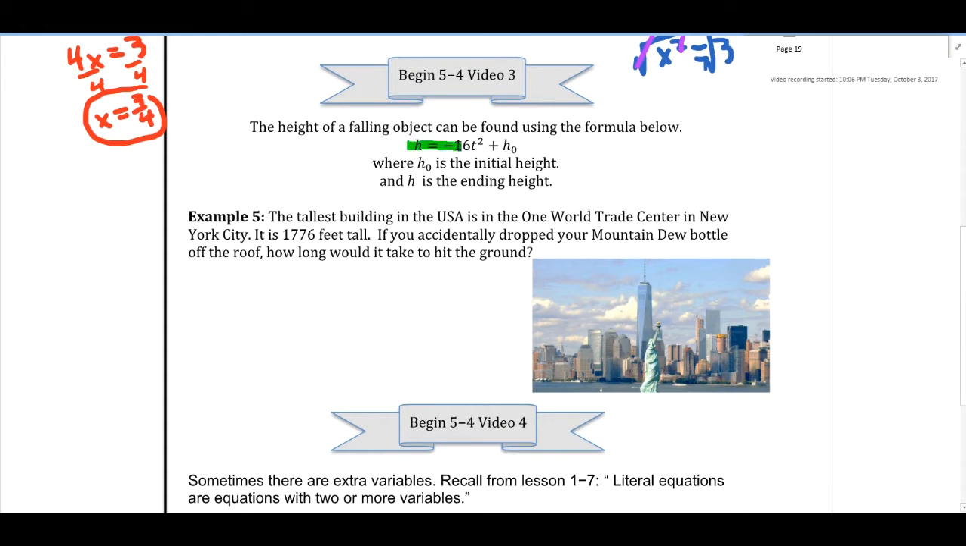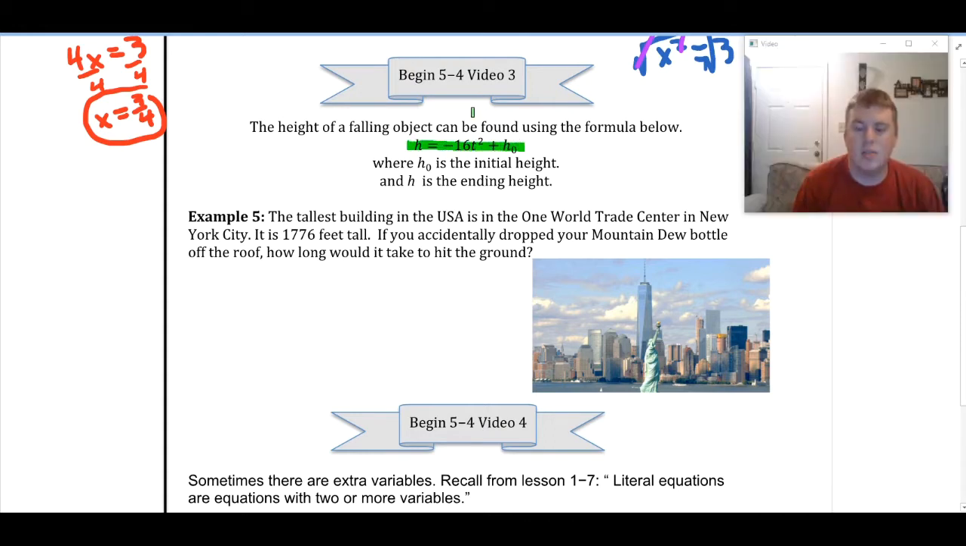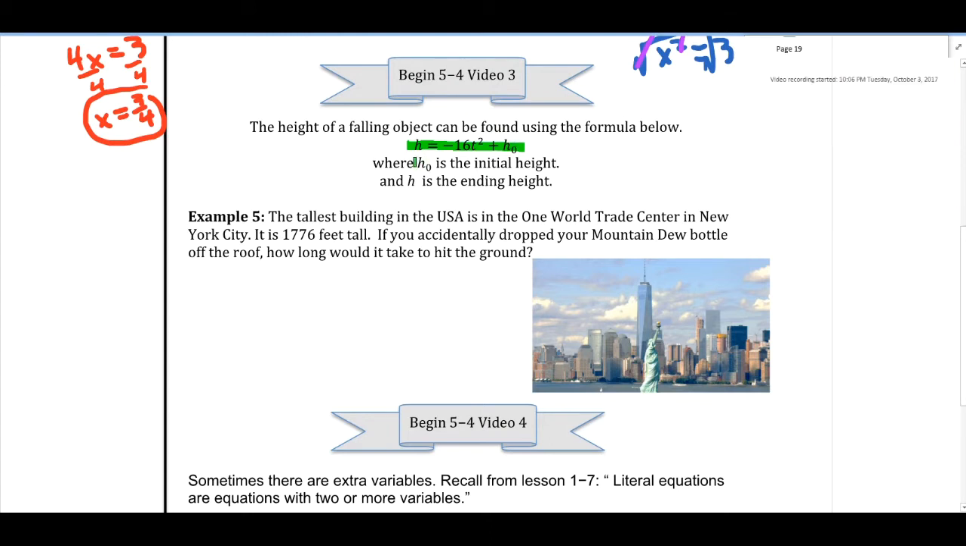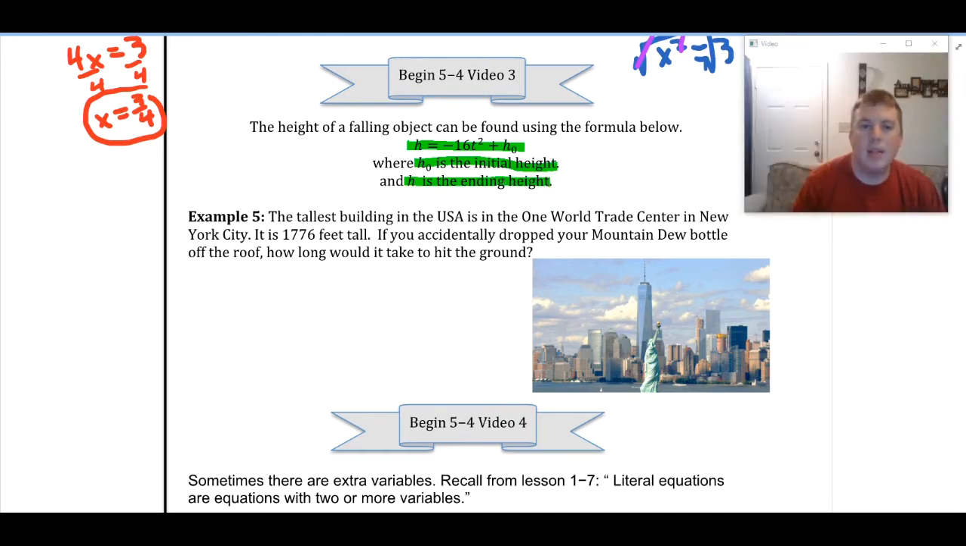So we do have the formula listed. That is going to be h is equal to negative 16t squared plus h naught is how we would read that. H naught is going to represent the initial height, and h is going to be the ending height, and it doesn't have it spelled out for you in the notes there, but t is going to be time in seconds.